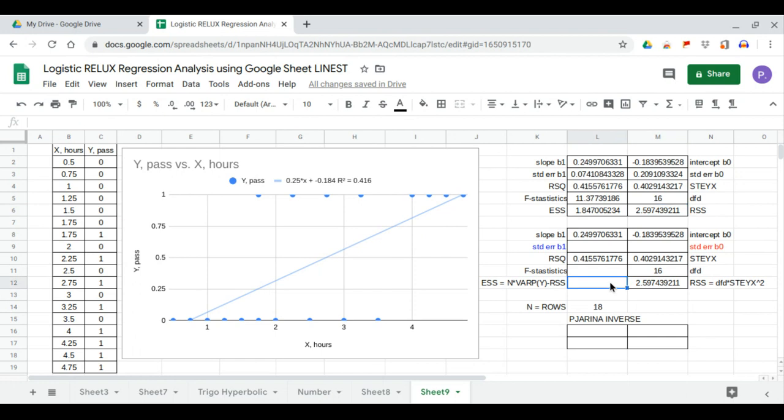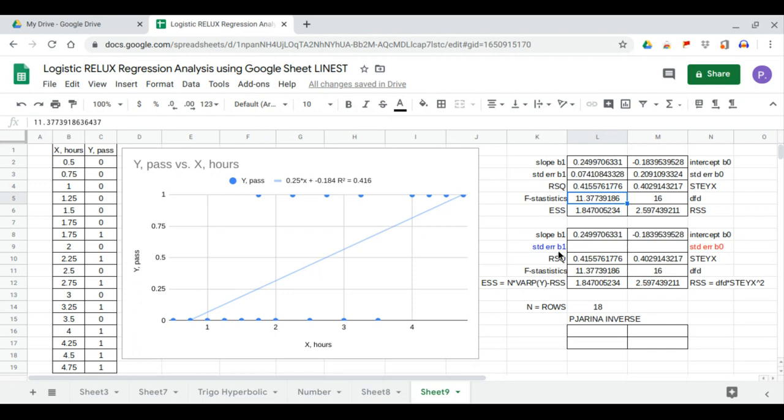Next, we calculate the regression sum of squares, ESS equals n times variance of population y, which is this, minus RSS. 1.847 matches our LINEST output. The F statistic equals the ESS divided by degree of freedom of the numerator, which is 1, because we only have one independent variable or one x predictor, all over RSS divided by degree of freedom of the denominator. So 11.377 matches our F statistic.